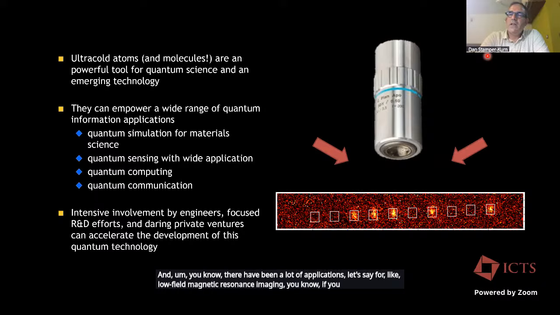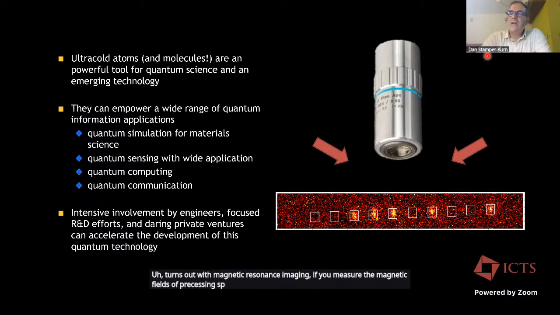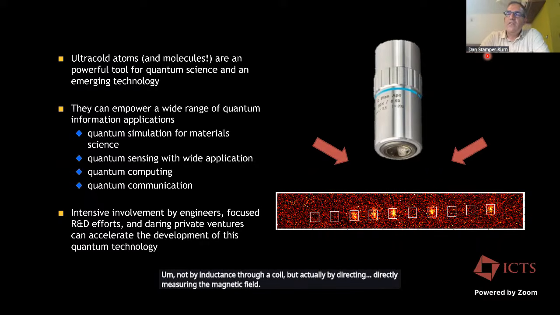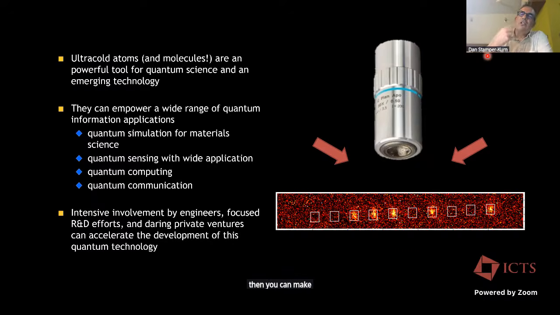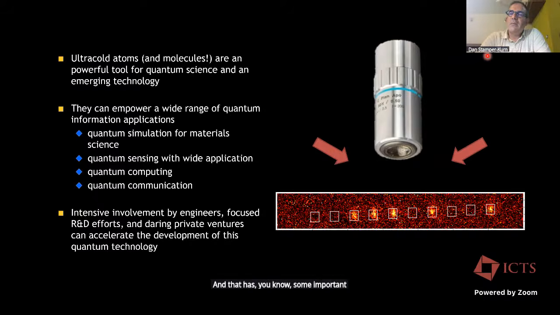It turns out with magnetic resonance imaging, if you measure the magnetic fields of precessing spins, not by inductance through a coil, but actually by directly measuring the magnetic field, then you can make measurements at lower precession frequencies or lower applied fields. And that has some important technological applications. So there's been developments there.